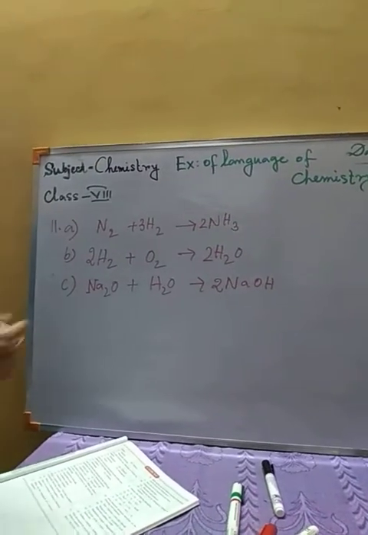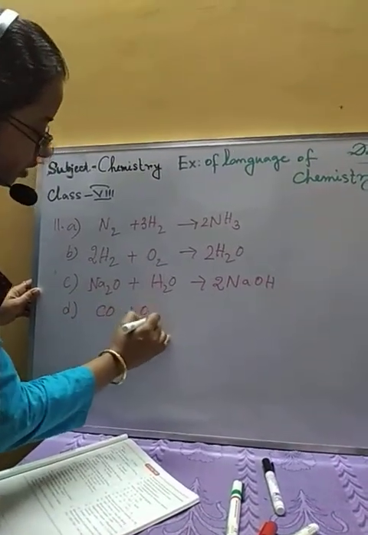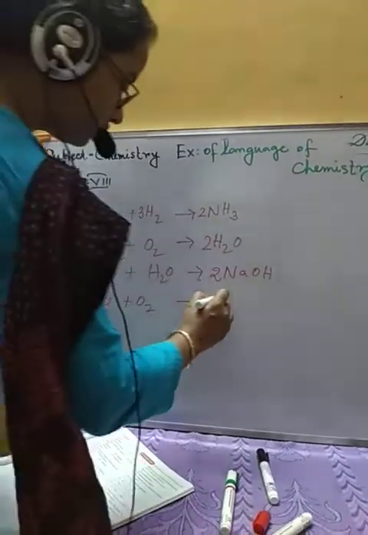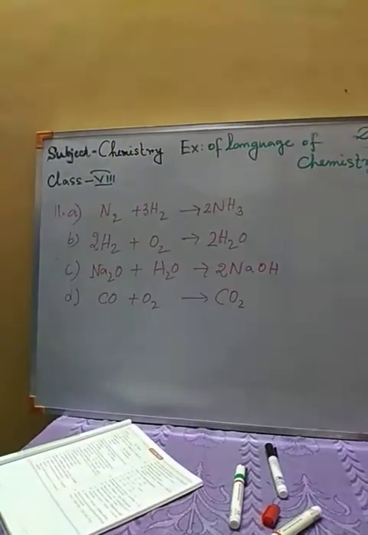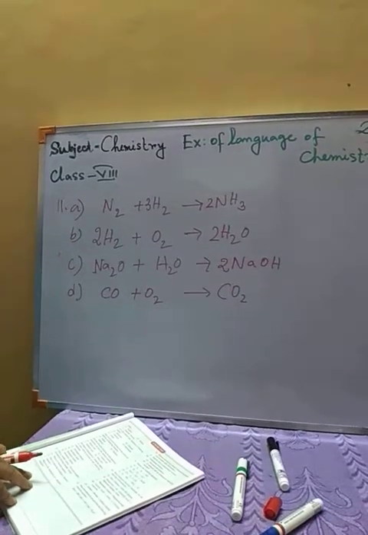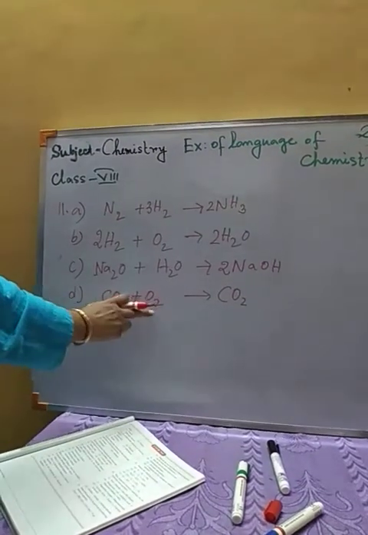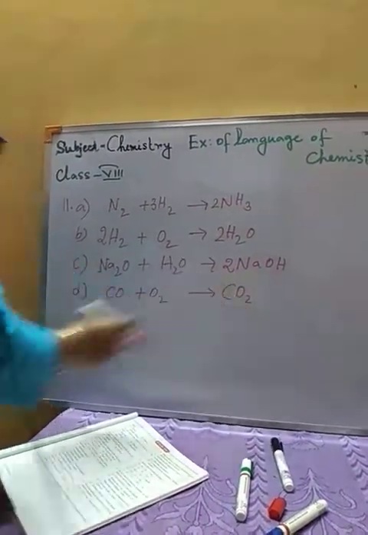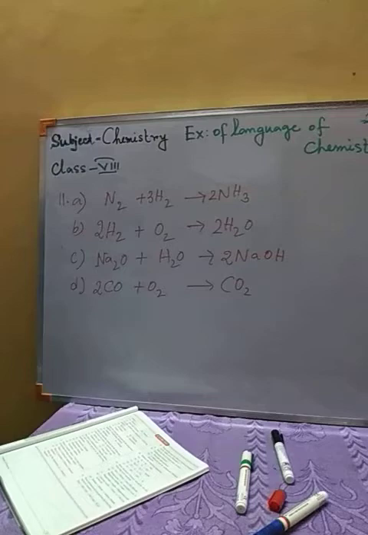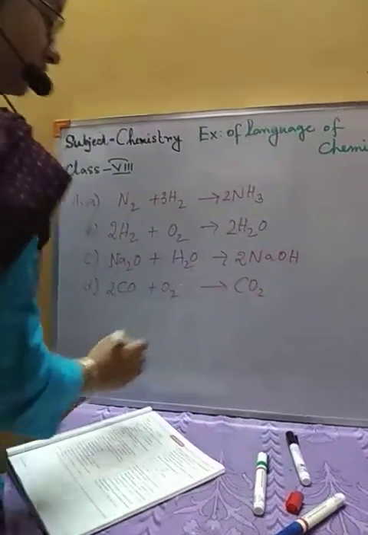Next, number D, CO plus O2. When carbon monoxide reacts with oxygen, we are getting complete combustion of carbon, that is carbon dioxide. So how to balance this? Here we are having 3 oxygens, 1 and 2 on this side, and here we are having 2 oxygen. So if we write 2 this side, now how many oxygens? This side 2 and this side 2, total 4, and this side 2 is there. So how to make it 4?